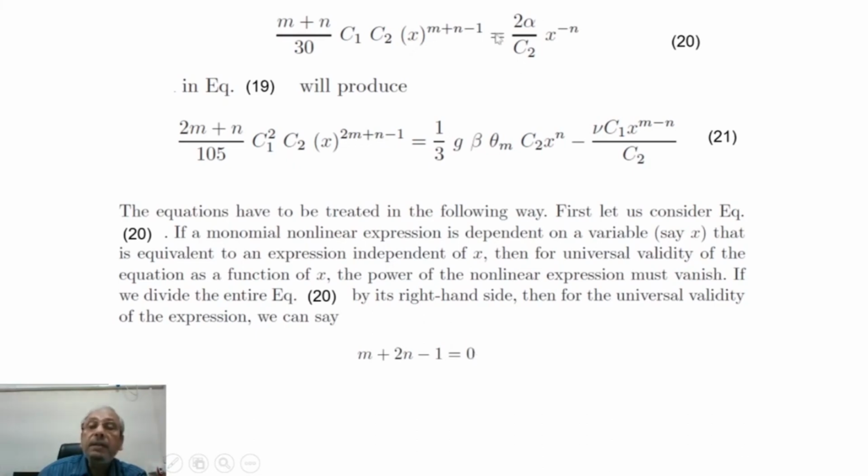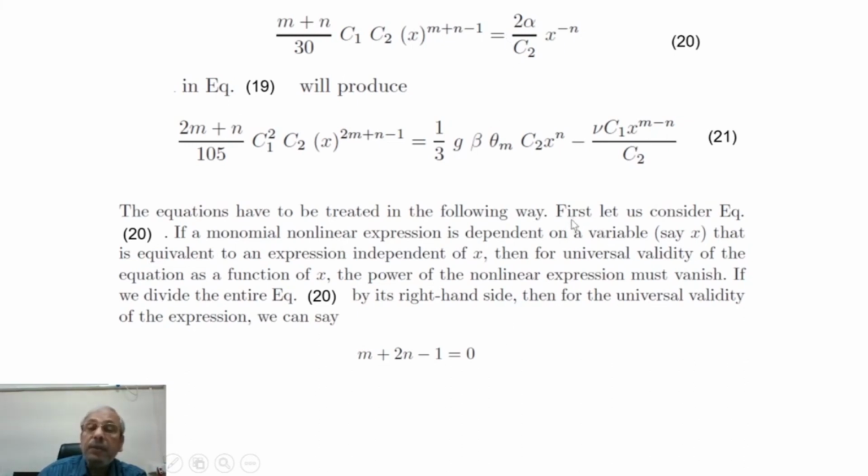Rather, we divide the entire equation by the right hand side, but when we focus on the power of x and for universal validity of the equation as a function of x, the power of the nonlinear expression must vanish. That means the power of x, which will be m plus twice n minus 1, should be set equal to 0. This we get from equation 20.